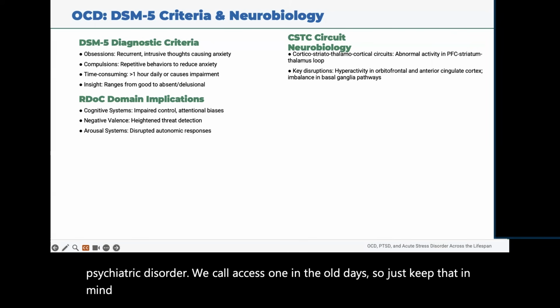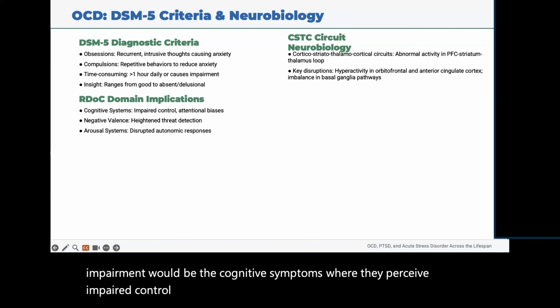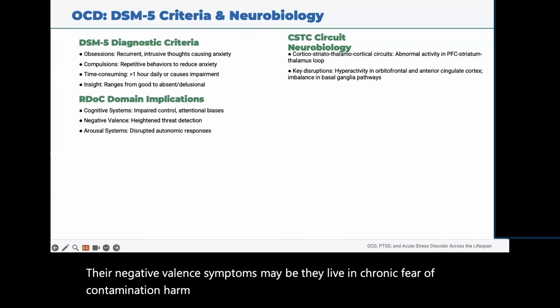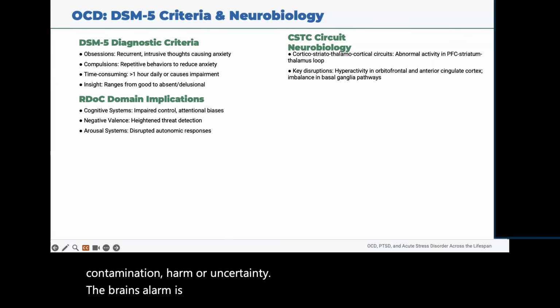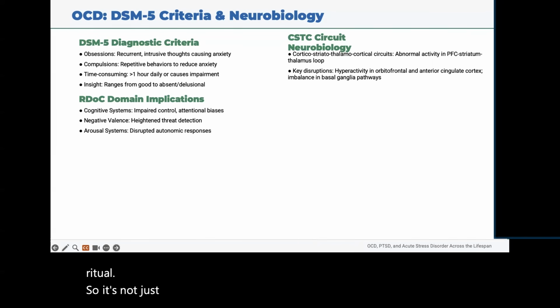Now, how does OCD map onto this RDoC framework? Well, the impairment would be the cognitive symptoms where they perceive impaired control, there's overactive error detection, their attentional bias is always towards a threat. Their negative valence symptoms may be they live in chronic fear of contamination, harm, or uncertainty. The brain's alarm is stuck on maybe it's a threat. Arousal systems are heightened. There's heightened sympathetic tone, physiological tension that's relieved only through the ritual. So it's not just a thought disorder, it's a full body state alarm.